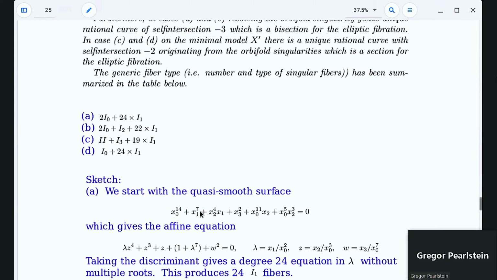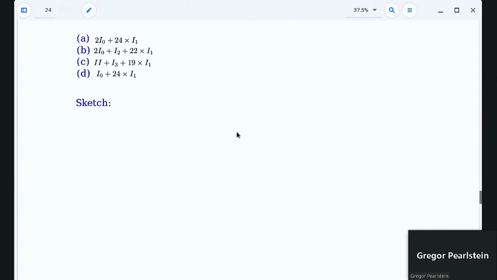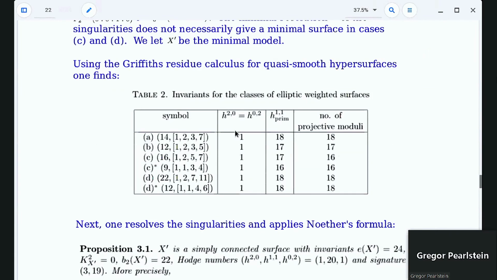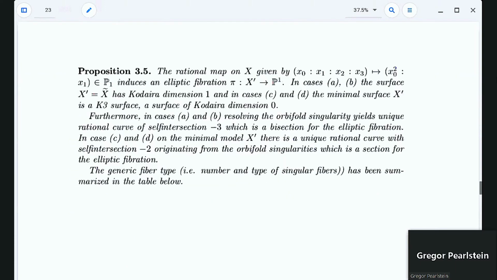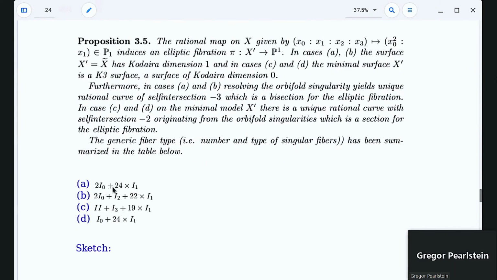So what do I know, by the way? I know the Euler characteristic of these things is 24. In case A, the I1 contributes 1 to the Euler characteristic. I0 contributes nothing, but it's like a double fiber. That's what the 2 means. So these things always add up to 24.